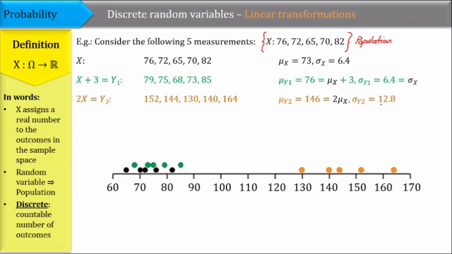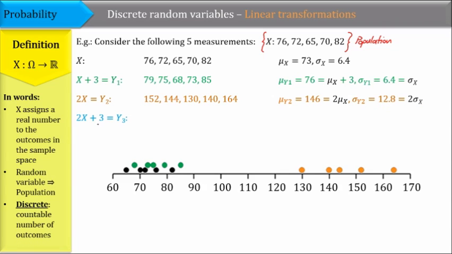Well, very interestingly, it's 12.8. And what do you notice about 12.8? It is nothing but 2 times sigma x. In other words, when I multiply my data with a value, then it seems like the mean is just multiplied by that value, and the standard deviation is also just multiplied by that value.